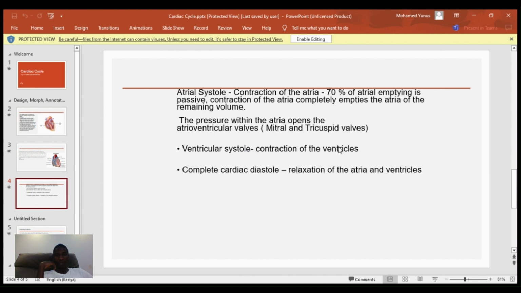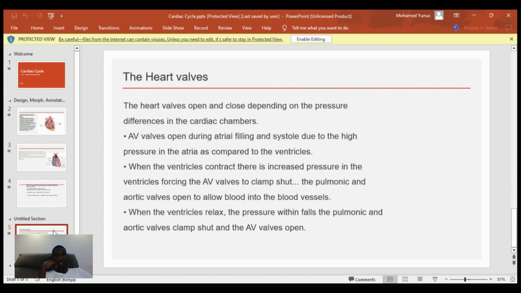Ventricular systole is the contraction of the ventricles. Then complete cardiac diastole is the relaxation of the atria and the ventricles. So now let's finish with the heart valves. It's going to be simple because I've tried explaining it in the previous slides. The heart valves open and close depending on the pressure difference in the cardiac chambers. When there's high pressure in the right atrium, let's go back to our diagram.